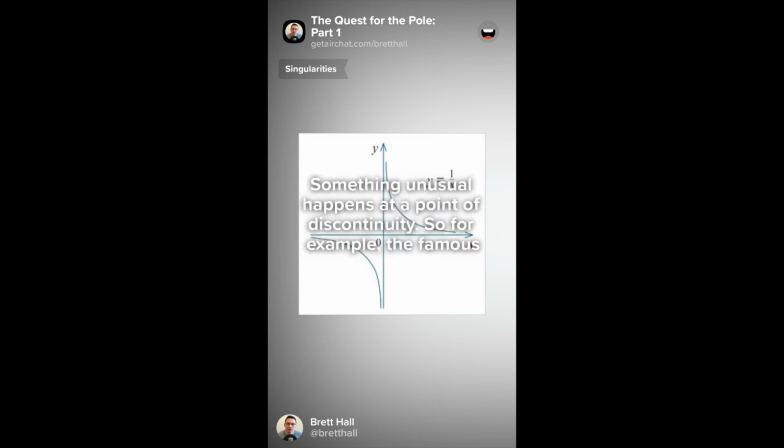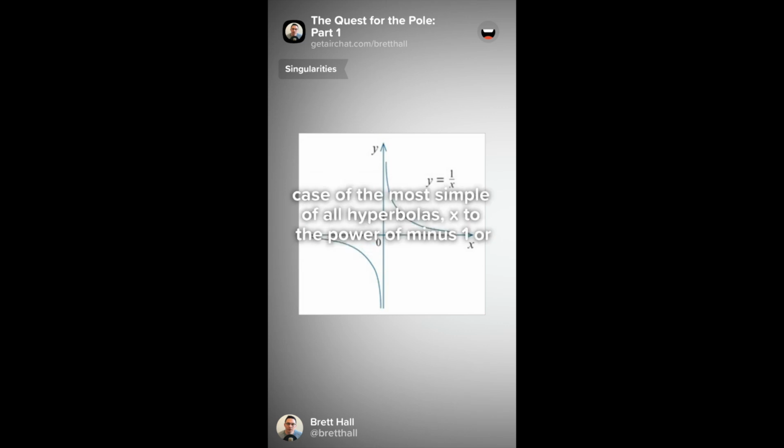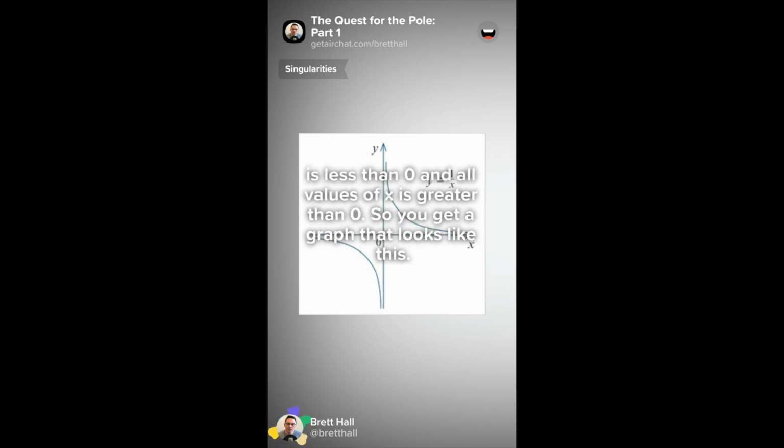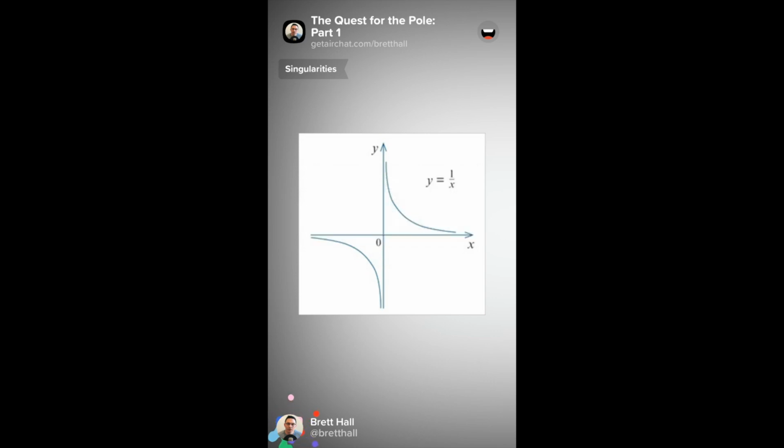Something unusual happens at a point of discontinuity. So, for example, the famous case of the most simple of all hyperbolas, x to the power of minus 1 or 1 over x, defined as the curve arising from that particular function, so the graph of 1 over x, has a discontinuity at x equals 0. The function is fine, or well-behaved. Yes, well-behaved is indeed a technical mathematical phrase. For all values of x less than 0 and all values of x greater than 0. So you get a graph that looks like this.